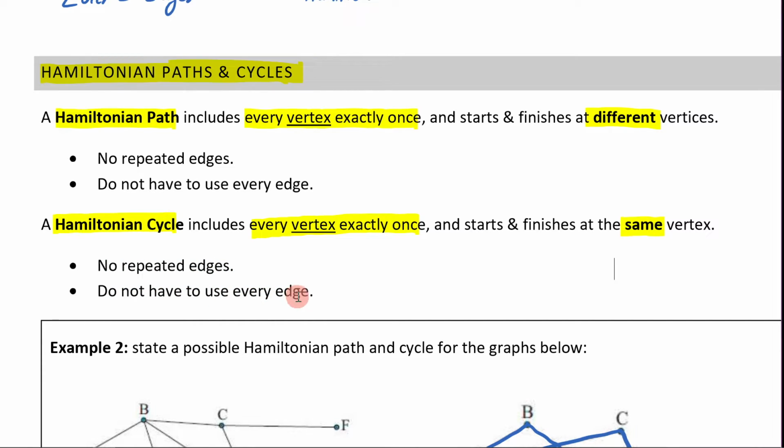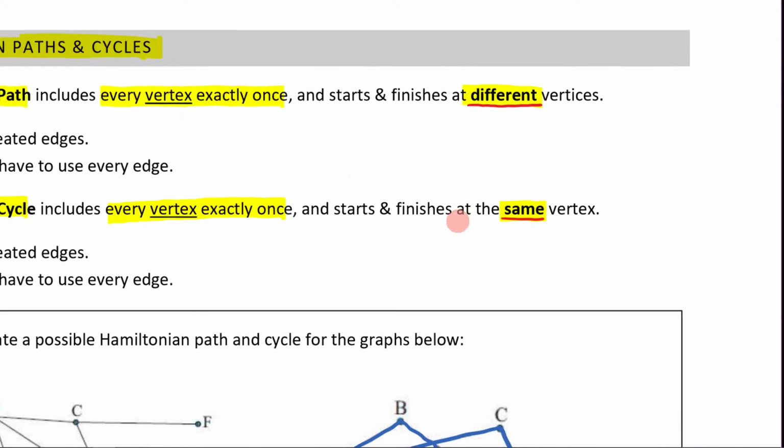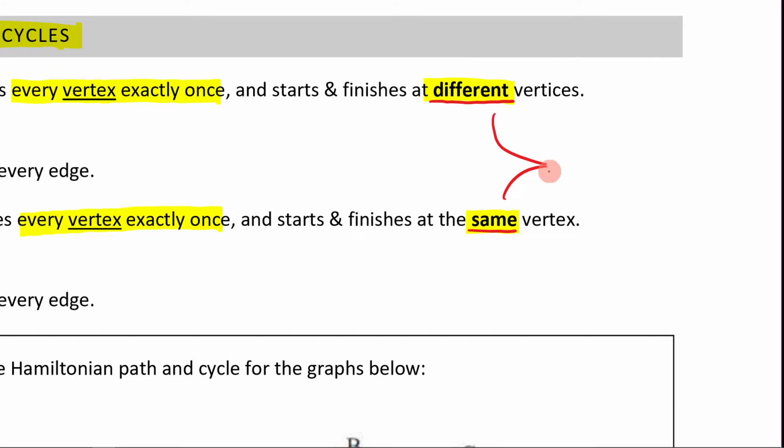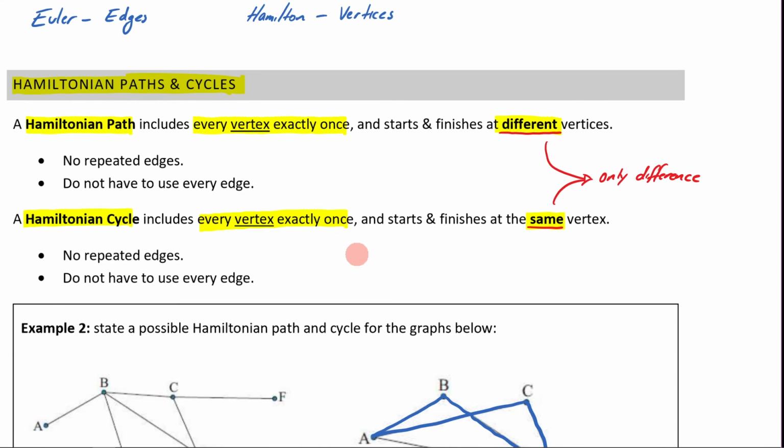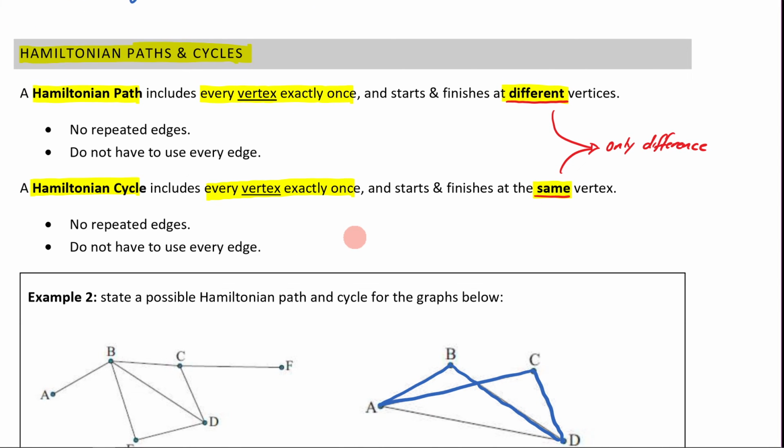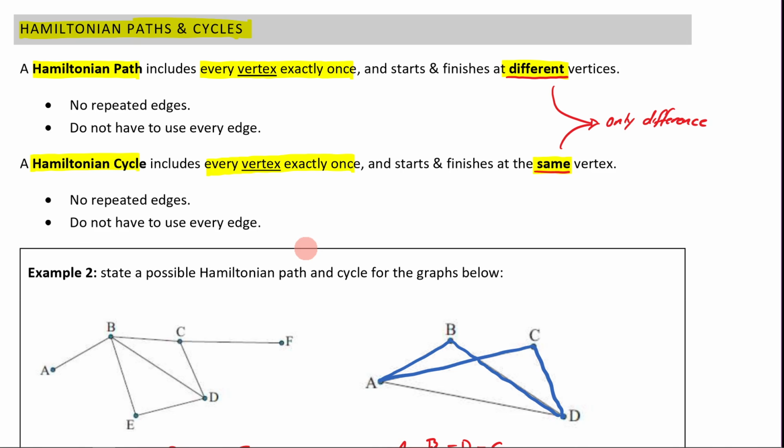So hopefully you can note here that the only difference between a Hamiltonian path and cycle is that for a Hamiltonian path, you have to start and finish at different vertices, when for a Hamiltonian cycle, you have to start and finish at the same vertex. So this is the only difference. So we'll write this down. The only difference between a Hamiltonian path and a Hamiltonian cycle is where you start and where you end. A cycle has to end where you started, and a path has to start and end at different places. Okay, with that being said, let's now pause and go through some examples.